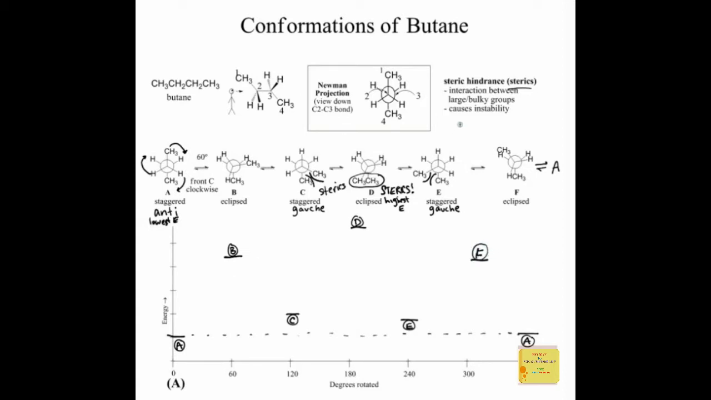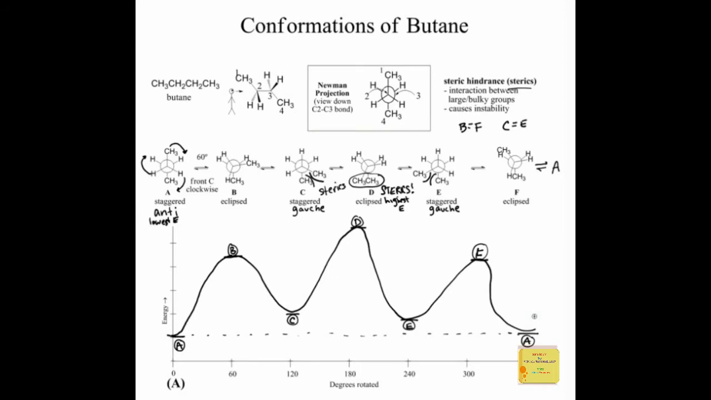So the energy of B equals F. These are the two eclipsed conformations with equal energy. And the energy of C is equal to E. Those have equal energies as well. And now when we follow the energy path, we're going to go up to an eclipsed conformation, back down to a staggered, up to the worst eclipsed, down to a staggered, up to eclipsed, and back down to the most stable conformation.